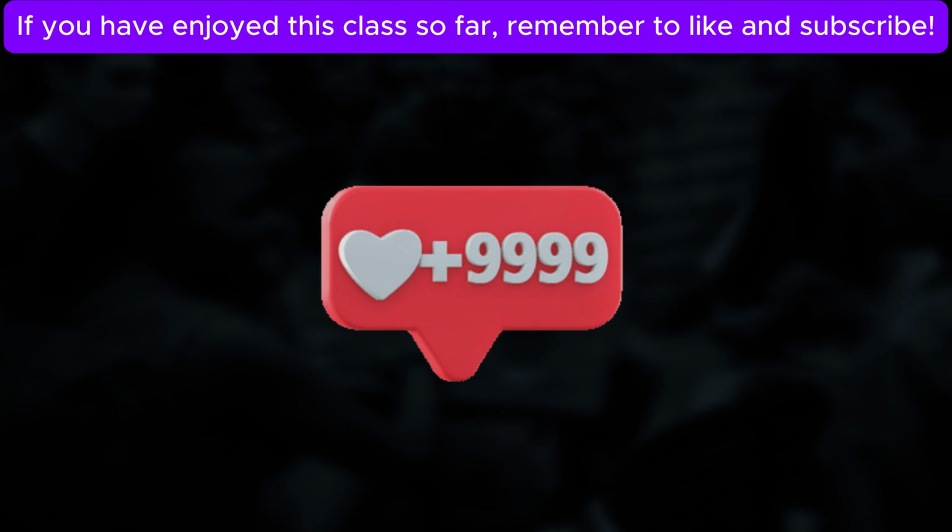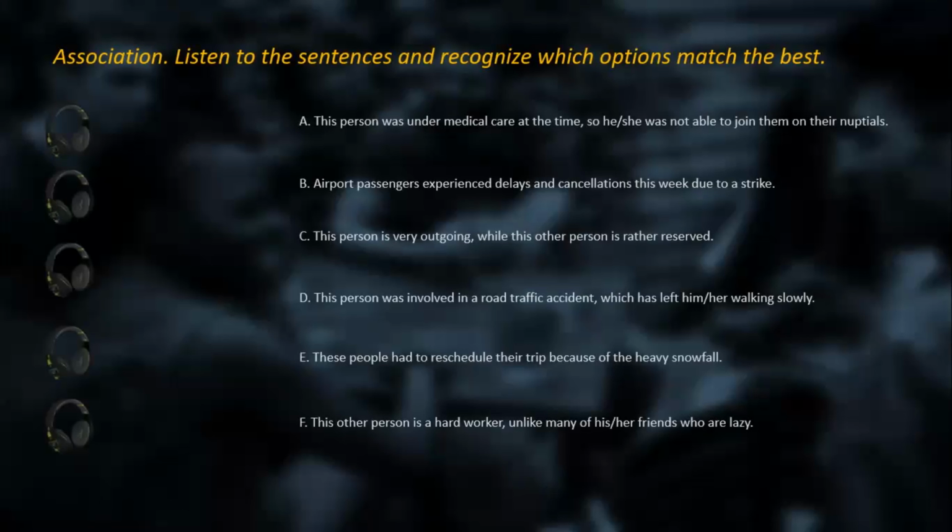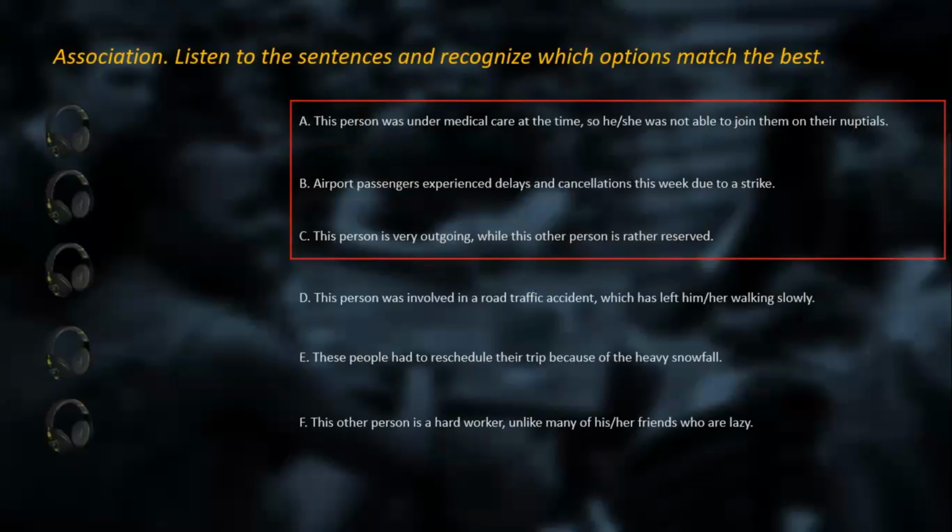I mean, over here, we have some options. Please help me read the first 3 options. Okay. A, "This person was under medical care at the time. So she was not able to join them on their nuptials." Nuptials, I don't know the word, sorry. You're gonna notice in the audio. I know why it's nuptials, but I don't know how to say nuptials. Pronounce nuptials, yes. No, you did it great. Oh, nice. Okay, B, "Airport passengers experienced delays and cancellation this week due to a strike." C.